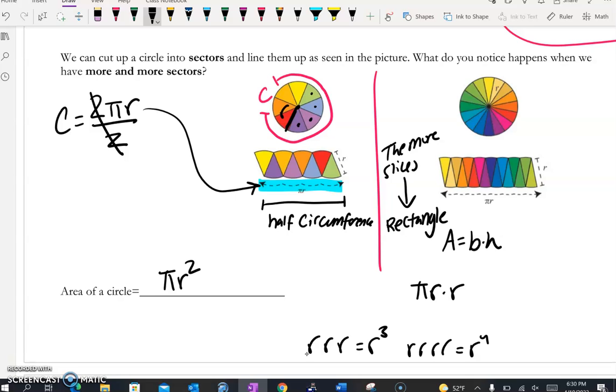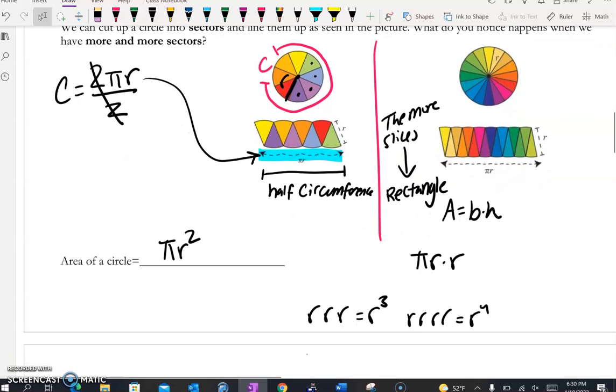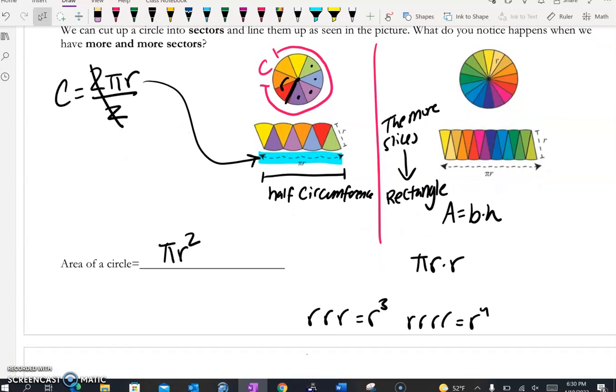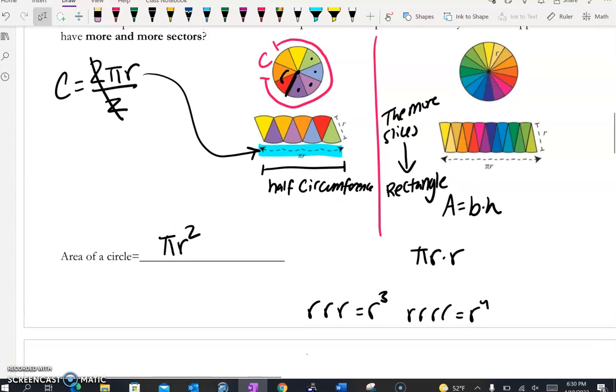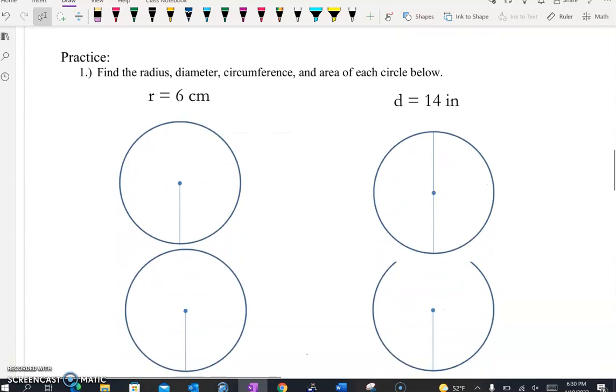So area is pi times radius squared, and that's really coming from the idea that if I slice a circle into all those pieces or sectors, when I line them up just so, the more slices or pieces I create, the closer I can arrange it into a rectangle. Okay, so that's where we get our area formula from. You're not responsible to be able to recreate how we get the formula. You're responsible to understand why it works and to use the formula.